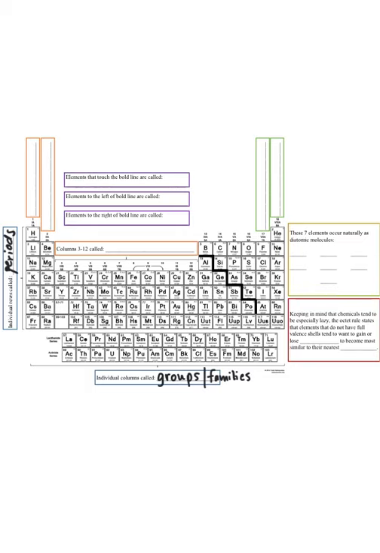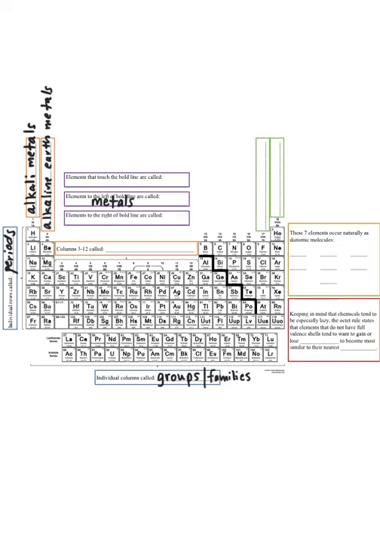Group 1, or Group 1A, are called the alkali metals. And Group 2, or 2A, are called the alkaline earth metals. As you might imagine, these things that are to the left of an imaginary bold line running down the right middle portion of this periodic table represent metals. Elements to the left of that bold line are metals.